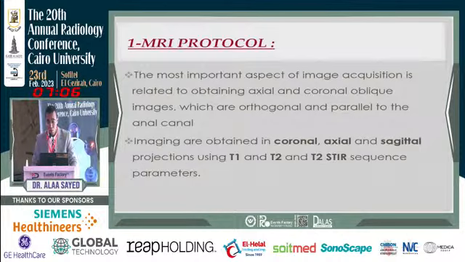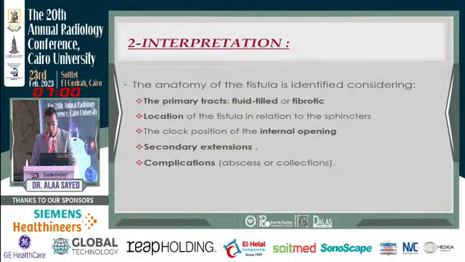Imaging are obtained in coronal, axial, sagittal projection using T1, T2, and STIR sequence parameters. The anatomy of the fistula, the same as ultrasound, is identified considering the primary tract, whether it's fluid filled or fibrotic, location of the fistula in relation to the sphincter, clock position of the internal opening, secondary extension, any complication like abscesses or collection.